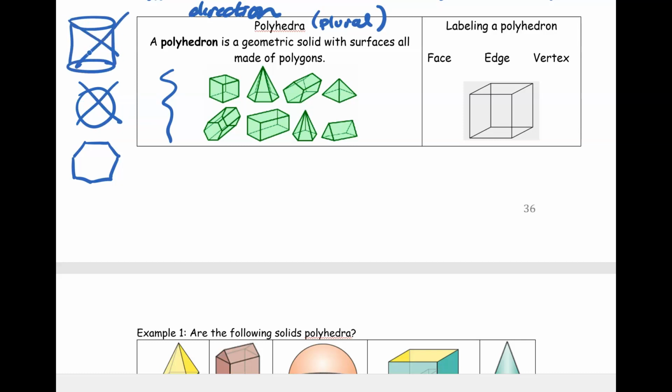It's a 3D shape, but it's not a polyhedra because it has some circles there. A cone is not going to be a polyhedra. A sphere is not going to be a polyhedra because it's got rounded parts to it. So let's label a polyhedron.